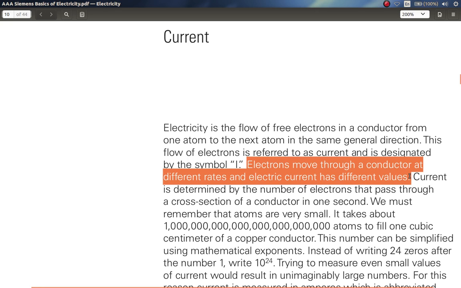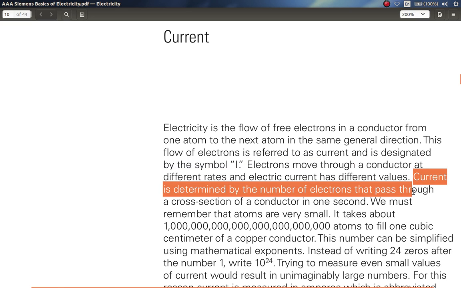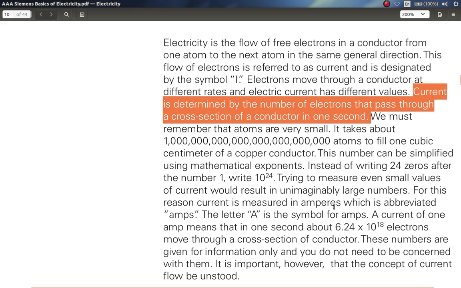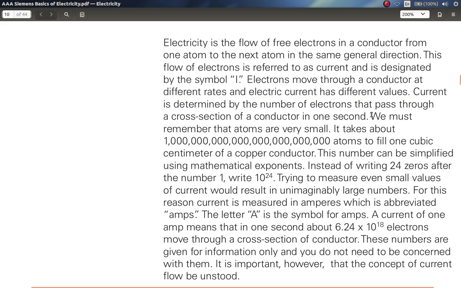Electrons move through a conductor at different rates, and electric current has different values. Current is determined by the number of electrons that pass through a conductor, or through a cross section of a conductor, in 1 second. So basically you measure current by considering how many electrons are passing a certain point on the conductor in 1 second.